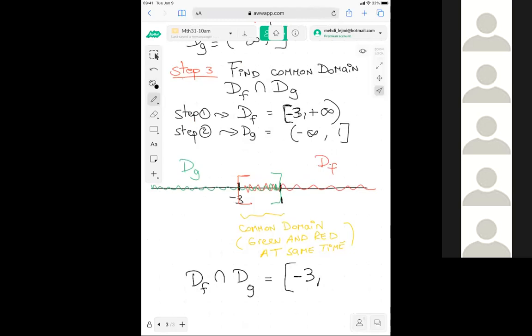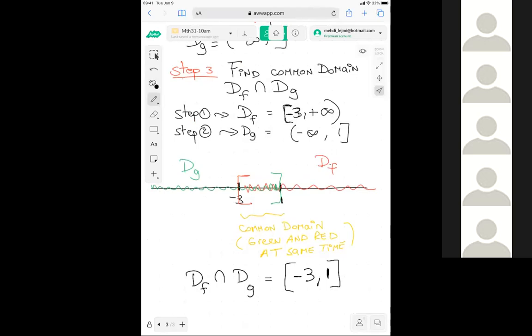And then we have a bracket at positive one. But positive one is also included, right? So that will be the common domain to the functions F and G, right? Is there any question how I got this common domain?